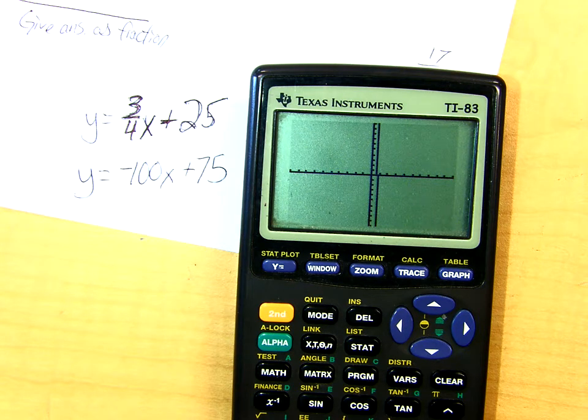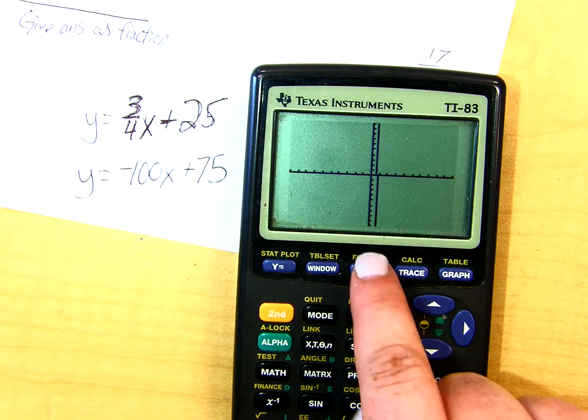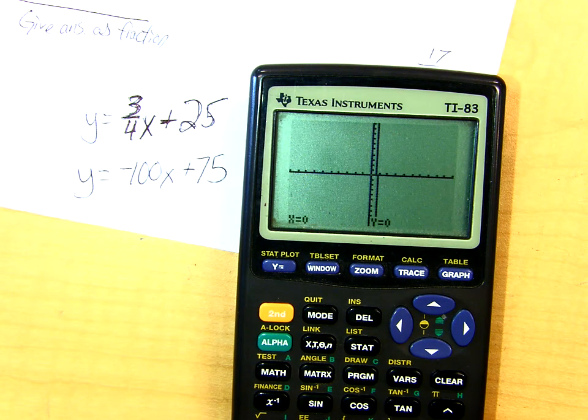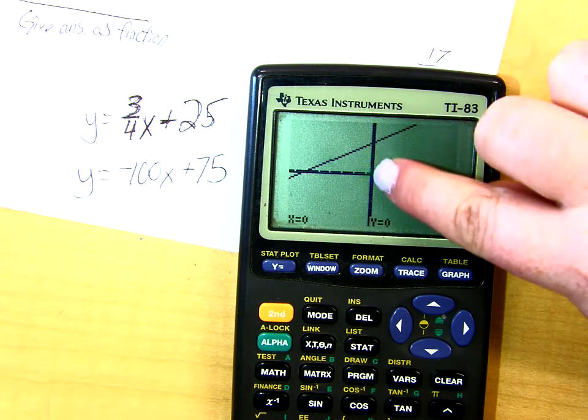I can't even see my other line, so what I'd like to do is zoom out until I can see it. Let's hit zoom, and if you choose choice 3, that's zoom out. At first glance it looks like it's exactly the same, because it is. But if you hit enter, you will see that you have begun to zoom out. I think my second line is there, but it's so steep that you can't even see it.